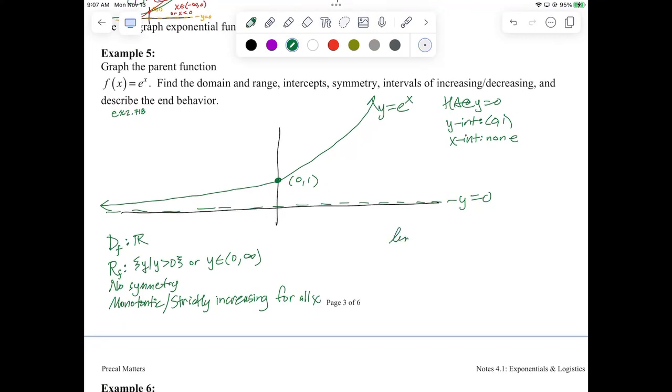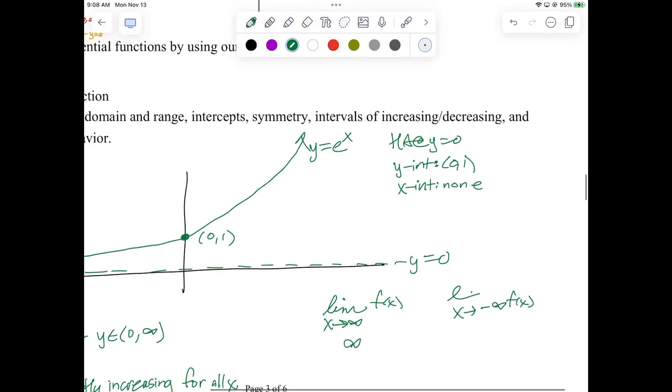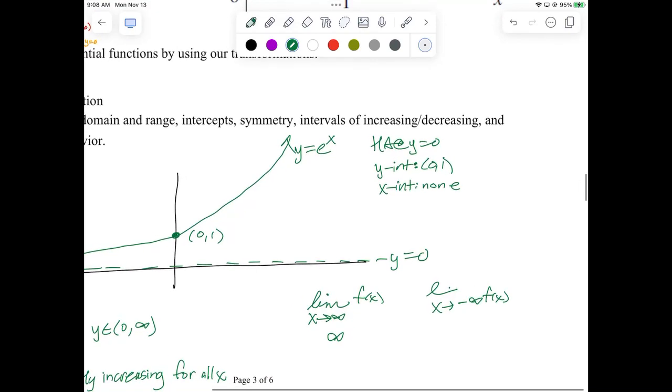That's pretty important. The limit as x goes to infinity of f of x, and the limit as x goes to negative infinity of f of x. I'll write it like this. What would be the right end behavior? Infinity. Okay? So as x goes to infinity, so do the y values. What would be the limit as x goes to negative infinity? 0. And that's why there's a horizontal asymptote at y equals 0.